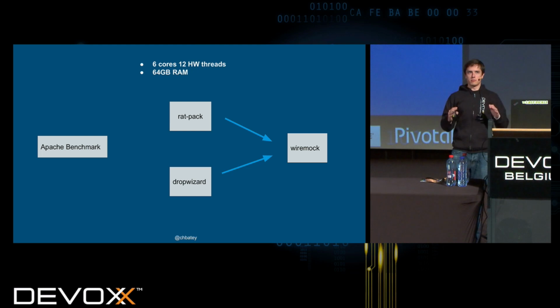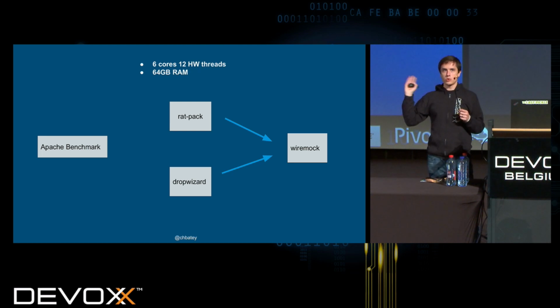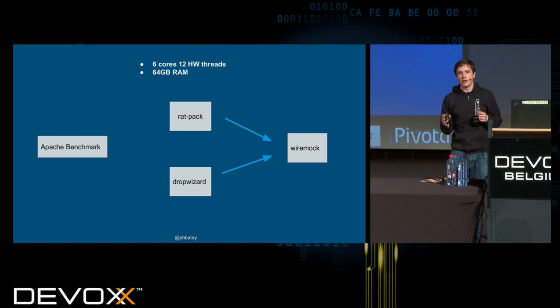What we're going to do then is hit it with some load. I've just used Apache Benchmark to generate the load. And I recreated all of these things on my desktop, which has 6 cores, has 12 hardware threads, and 64 gigabytes of RAM.